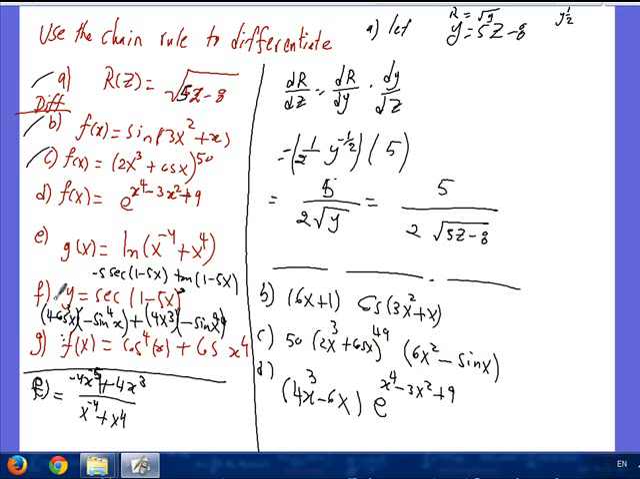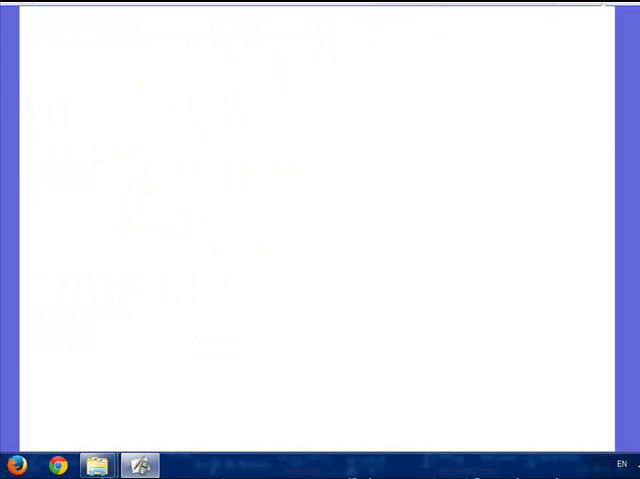The derivative of number d will be the same: e to the power x to the power 4 minus 3x squared plus 9, multiplied by the derivative of the power, which will be 4x cubed minus 6x. The derivative of number e, g dash of x, will be 1 over x to the power negative 4 plus x to the power 4, multiplied by, in the numerator, negative 4x to the power negative 5 plus 4x cubed. I think all my students are familiar with this now.